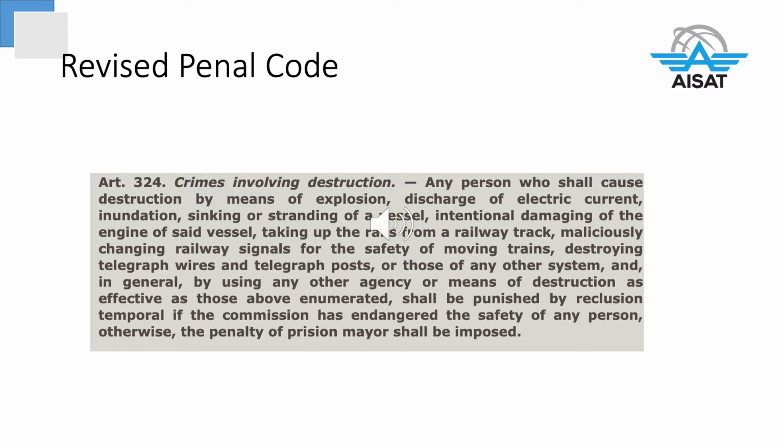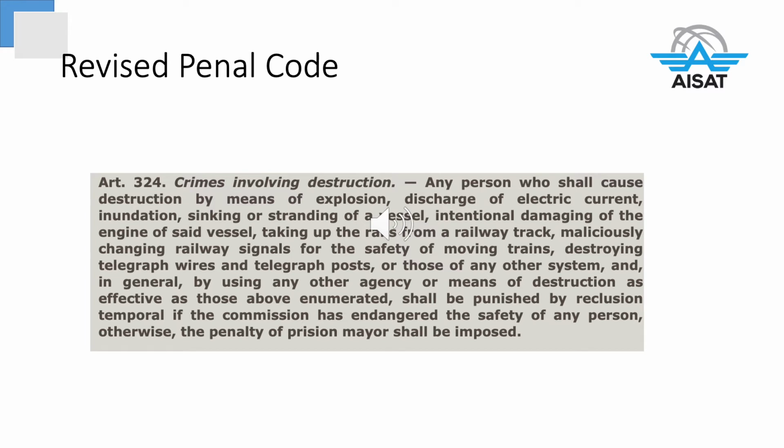I'll read. Any person who shall cause destruction by means of explosion, discharge of electric current, inundation, sinking or stranding of a vessel, intentional damaging of an engine of said vessel, taking up the rails from a railway track, maliciously changing railway signals for the safety of moving trains, destroying telegraph wires and telegraph posts, or those of any other system, and in general by using any other agency or means of destruction as effective as those above enumerated, shall be punished by reclusion temporal if the commission has endangered the safety of any person. Otherwise, the penalty of prison mayor shall be imposed.